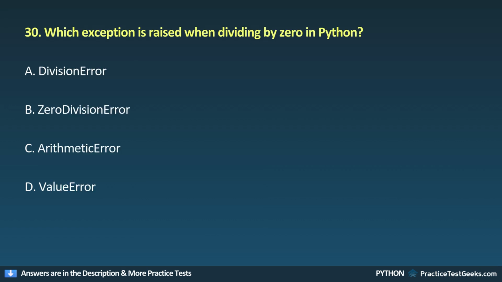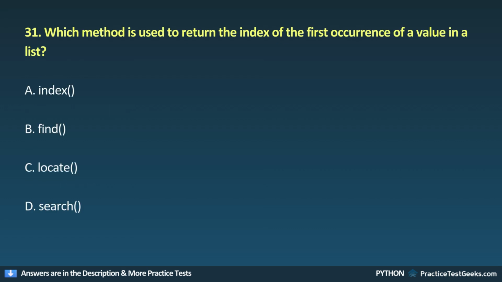30. Which exception is raised when dividing by 0 in Python? A. DivisionError. B. ZeroDivisionError. C. ArithmeticError. D. ValueError. 31. Which method is used to return the index of the first occurrence of a value in a list? A. index. B. find. C. locate.